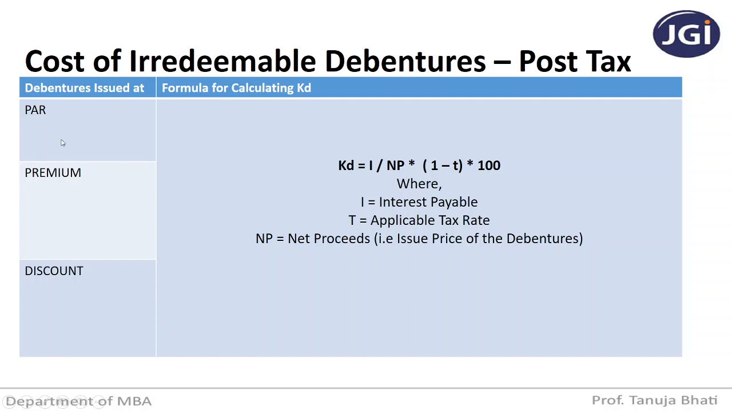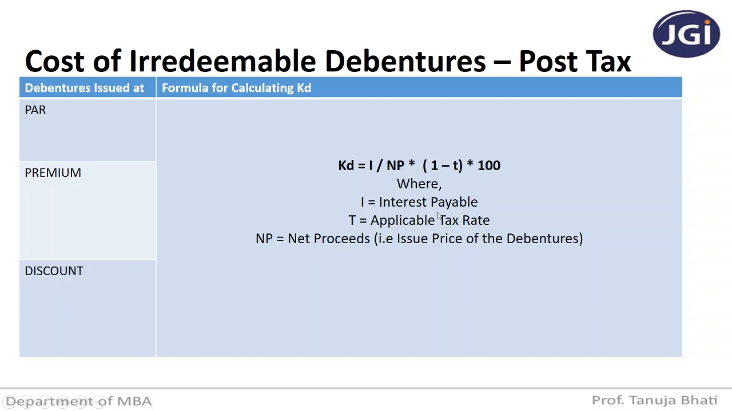Now, how do you calculate NP? We have already seen it in the previous slide, so let us revise. In case of par, it is the face value of debentures minus the issue expenses. Next, premium: you take the face value of debentures plus the premium, minus the issue expenses, which is also called flotation cost. Now discount: it is the face value of debentures minus the discount and minus the expenses on issue. Interest payable will remain the same for all of this.